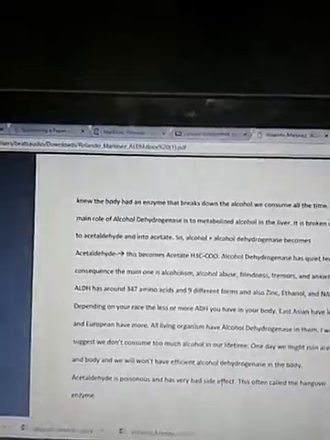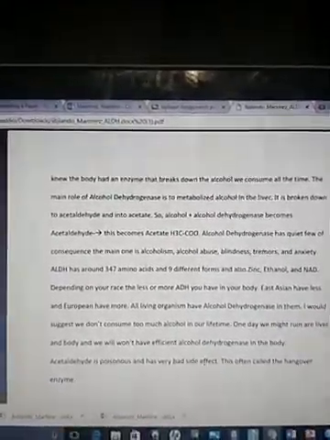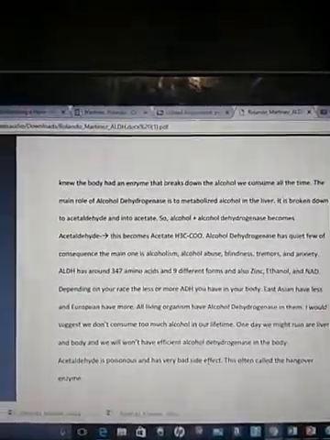It has quite a few consequences. The main ones are alcoholism, alcohol abuse, blindness, tremors, and anxiety. It has about 347 amino acids. There are 9 different forms. It also has zinc, ethanol, and NAD. Depending on your race, the less or the more ADH you have in your body. Asians have less and Europeans have more.